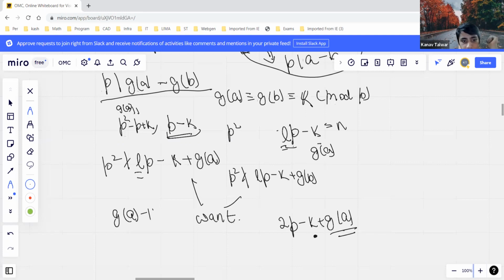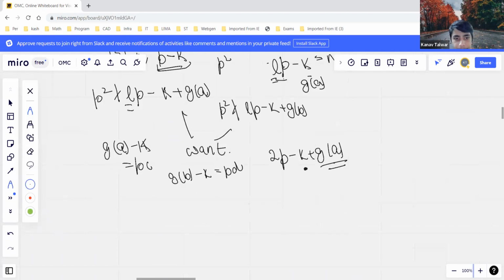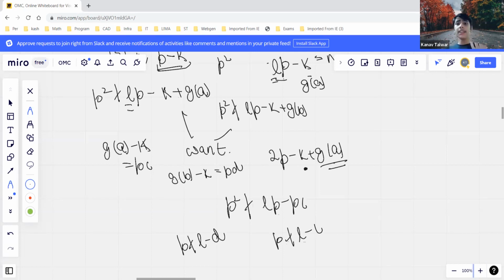That's okay. So just write G of A minus K to be some, let's say, P times C, just because that's what we assumed, and G of B minus K to be some P D. Right? And we want P square to not divide L P minus P C, or equivalently P to not divide L minus C, and similarly P to not divide L minus D. We can clearly choose an L, right?